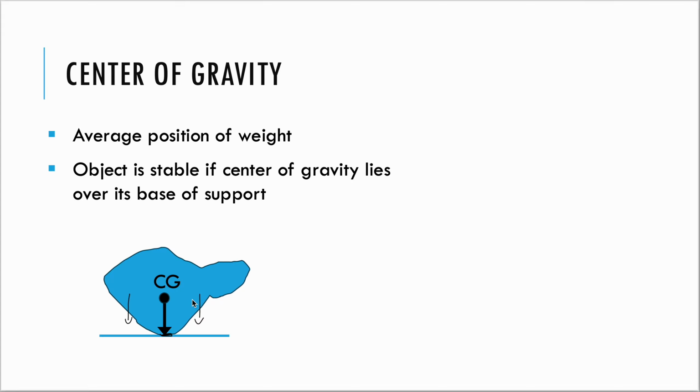But if the center of gravity was shifted over to the right, such as here, and then we extend the line down, we can see that this point here is not supported, so it would tip over if the center of gravity was shifted to the right.